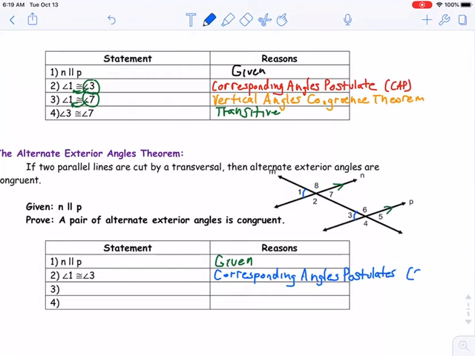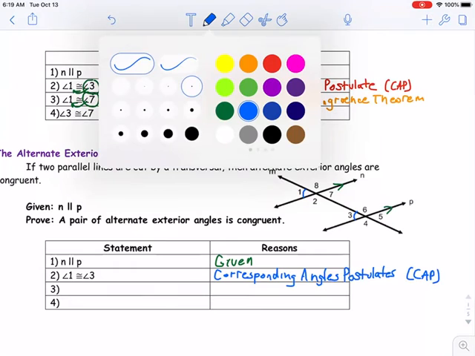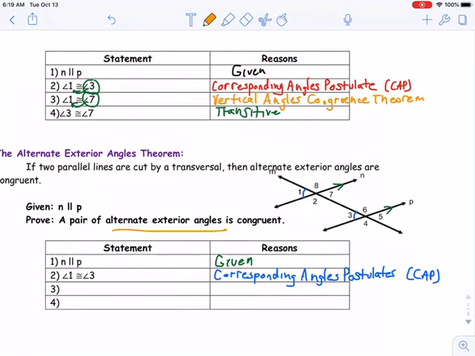And again, you might see cap. All right, now let's think. When we do proofs, we're eventually going to have less and less information and we're going to get better and better at it. All right, what's the punchline? We need to prove alternate exterior angles are congruent.